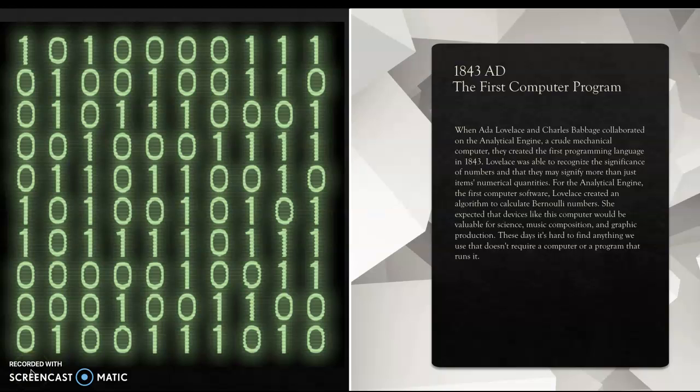In 1843, the first computer program was created when Ada Lovelace and Charles Babbage collaborated on the analytical engine, a crude mechanical computer. They created the first programming language in 1843. Lovelace was able to recognize the significance of numbers and that they may signify more than just numerical quantities. For the analytical engine, the first computer software, Lovelace created an algorithm to calculate Bernoulli's numbers.